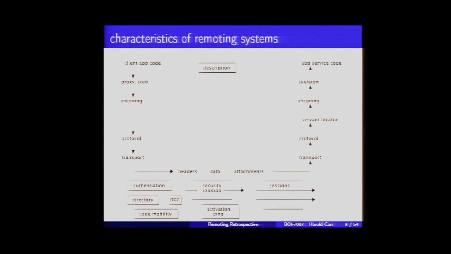Has pretty much everybody used one of these systems, Corba, or who hasn't used a remoting system? Oh, one person. Okay, good. That means your life's been much easier.